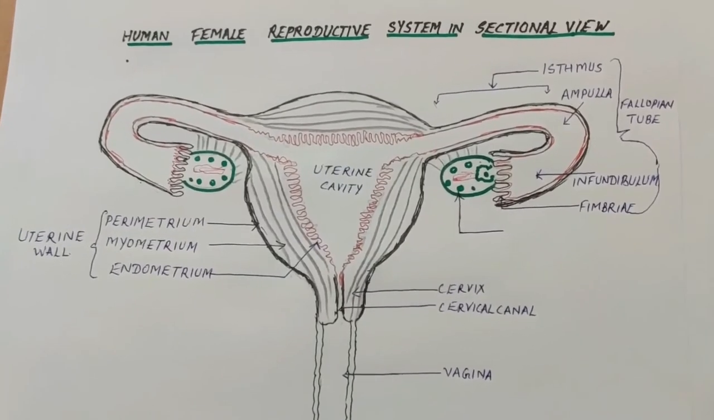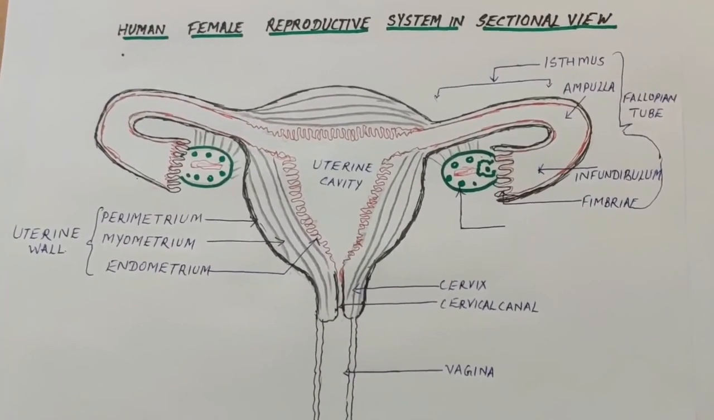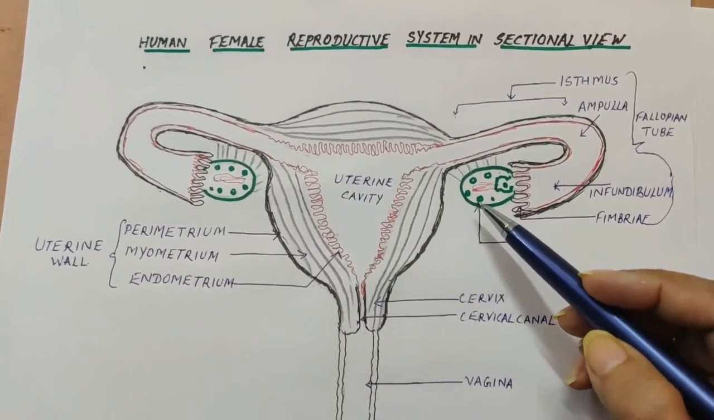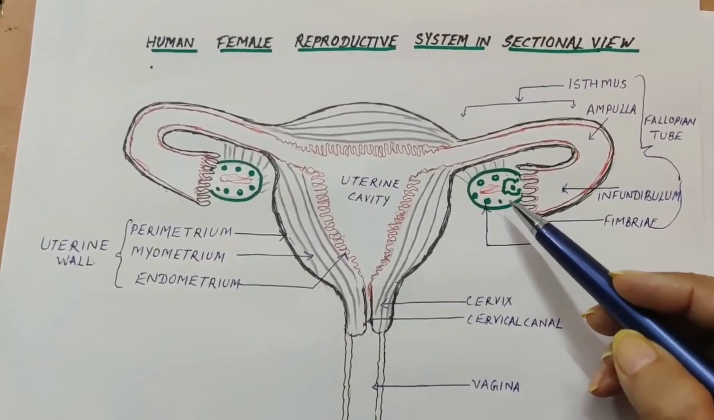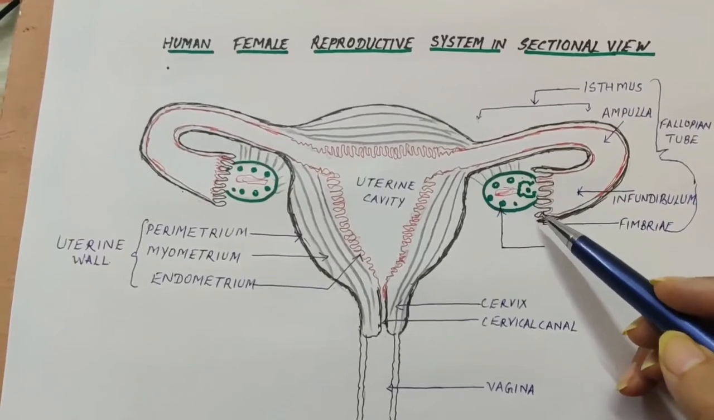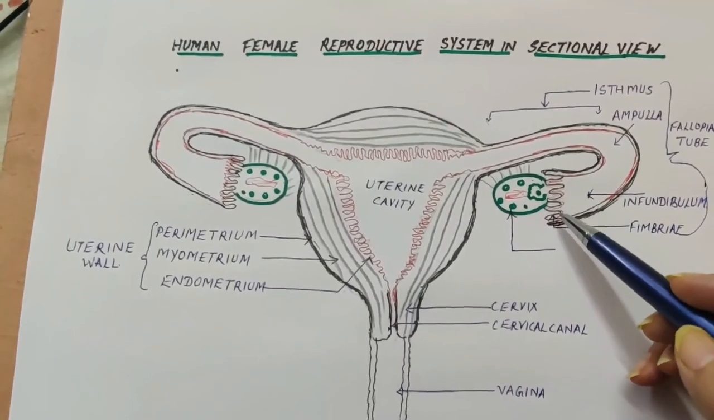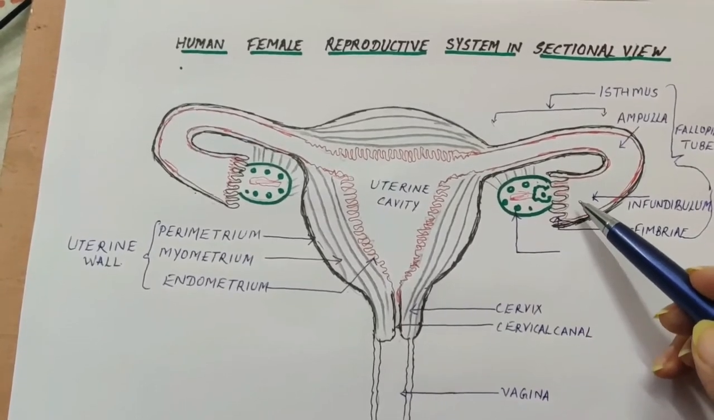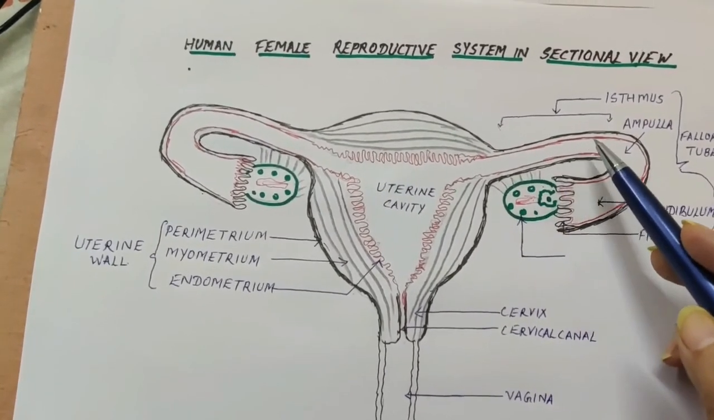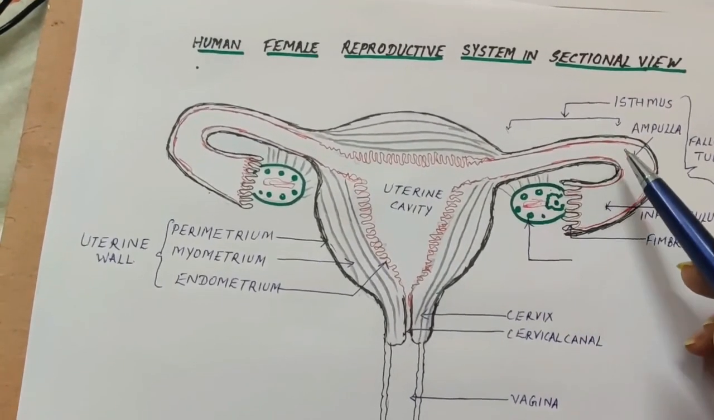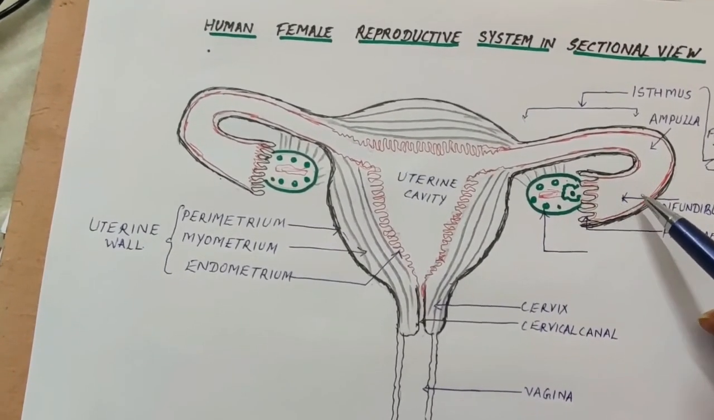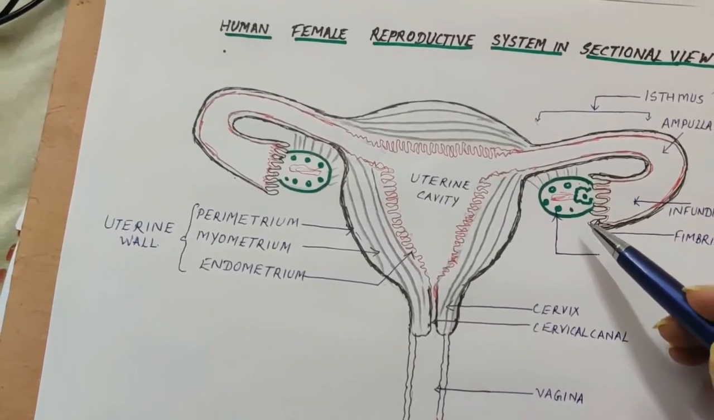So now labeling is complete, and as you can see, the primary sex organ, the ovary, is here, which is partially covered by the mouth of the fallopian tube, the finger-like fimbriae, and the rest of the fallopian tube: the narrow isthmus, the wider ampulla, and then the infundibulum, and of course the fimbriae.